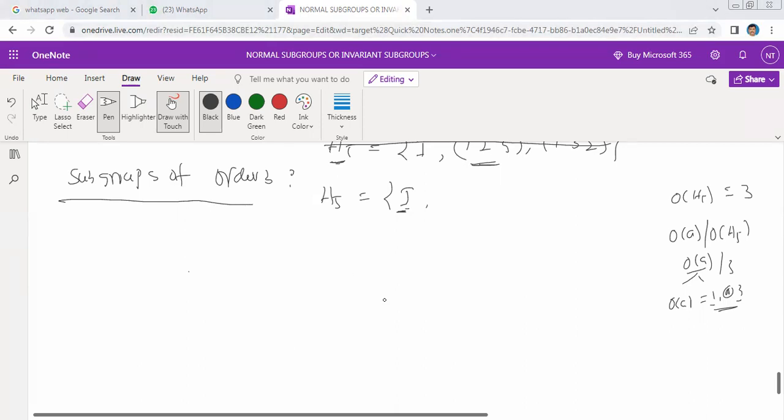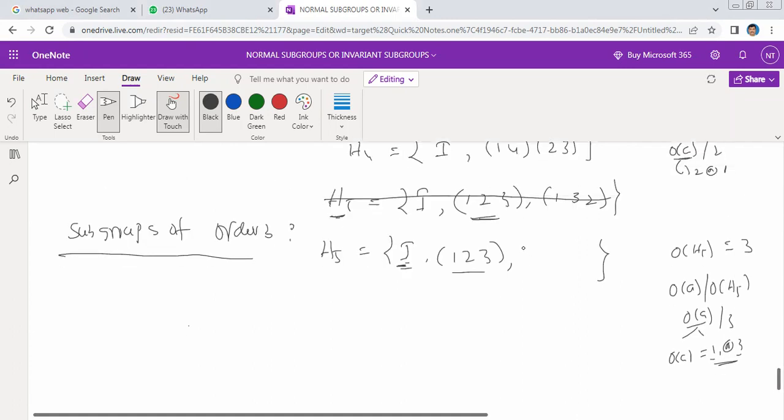Yes, you see, if you take the permutation (1 2 3), its order is 3. Does it form a group? H5 is a group? No, because the identity permutation is needed; the inverse of the identity is the identity. What is the inverse of (1 2 3)? It is (1 3 2), and it does not belong. Right, for that reason this does not form a subgroup.